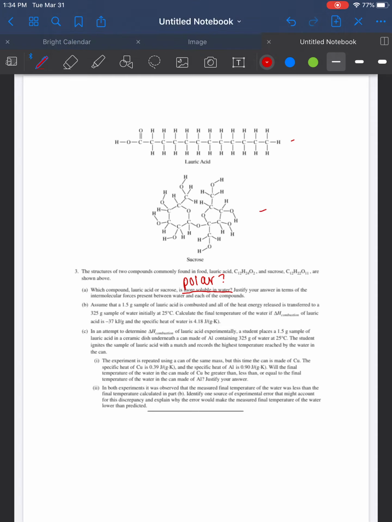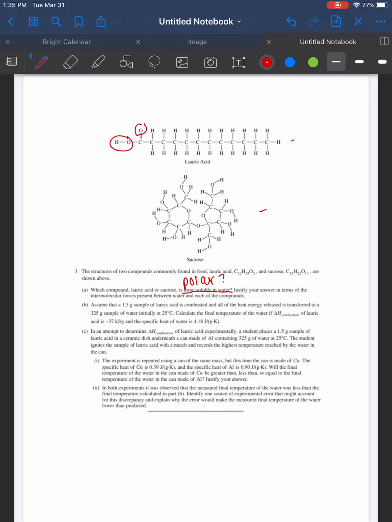So in lauric acid, the first thing that you guys should notice is the presence of these two oxygens there. Those two oxygens, or this OH group here, will most likely be able to hydrogen bond with other lauric acid molecules around it. Okay, so then we look at the structure for sucrose.